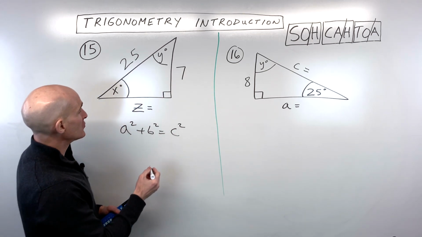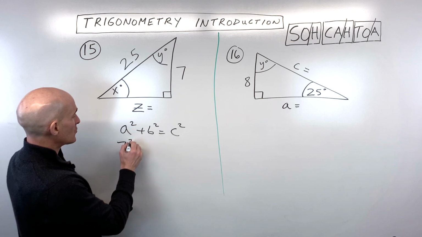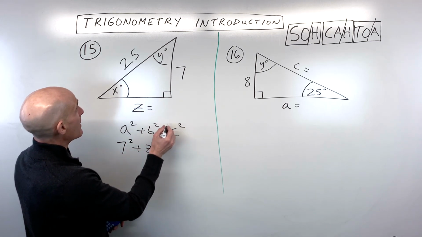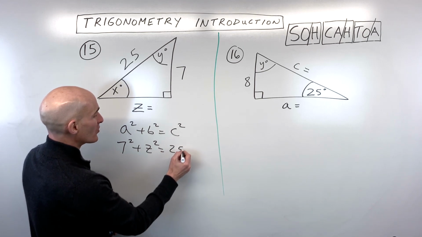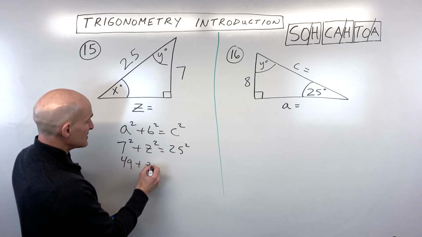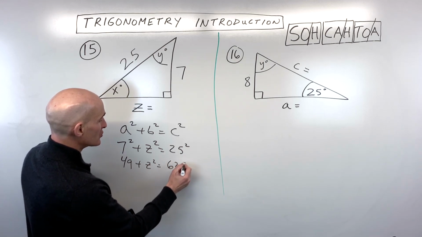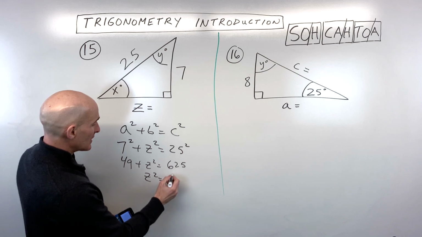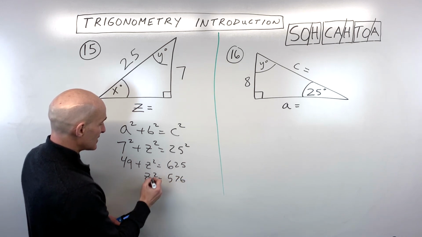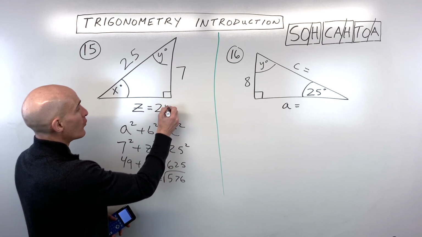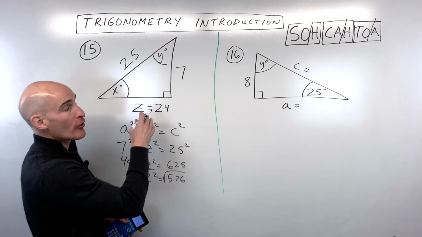So if we do this, we can see that we're going to get 7 squared plus z squared is equal to our hypotenuse squared, which is 25 squared. So if we do that, we get 49 plus z squared equals 625. If we subtract 49 from both sides, we get 576. And if we take the square root of both sides, we get 24. So you can see now we've got all three sides.